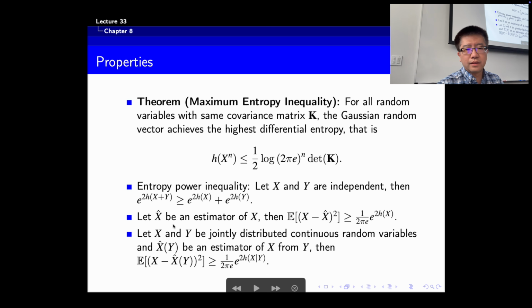Then for the estimation problem, if we have x hat, the estimator of x, then the mean square error will be bigger than this quantity. By the way, if x hat is the estimator of x, and you consider mean square error estimation, then what is x hat? What is the best estimate of x?